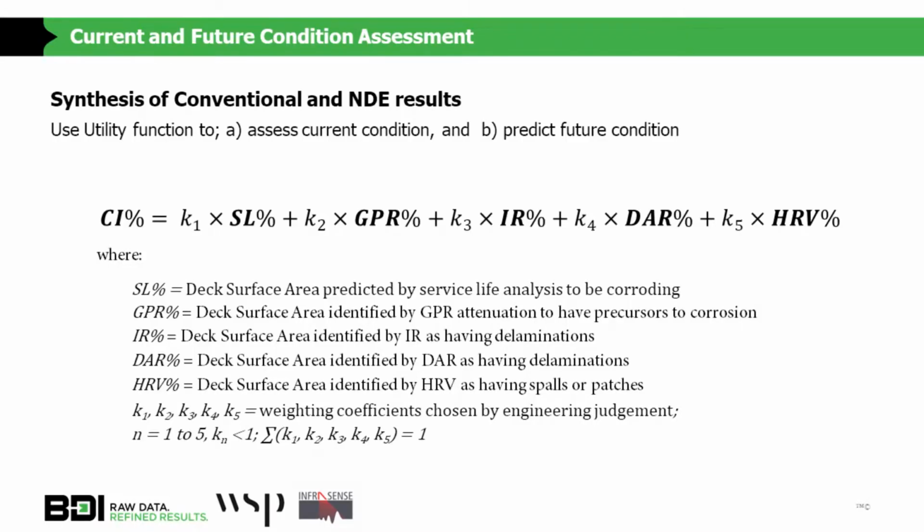We then took the NDE data. So the first variable here, SL, is essentially the service life prediction based on the model I just discussed. The second one is essentially GPR. Third is infrared. The fourth is the deck acoustic response. And then finally, the high-resolution video. So each of those is normalized as a percentage area of the bridge deck.